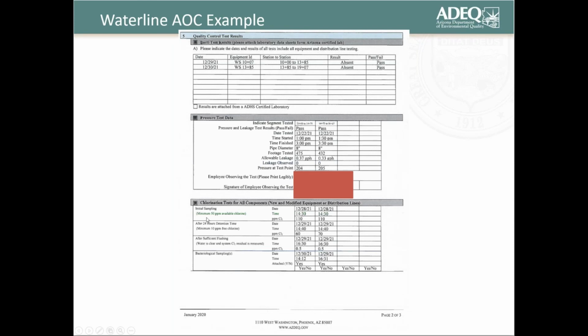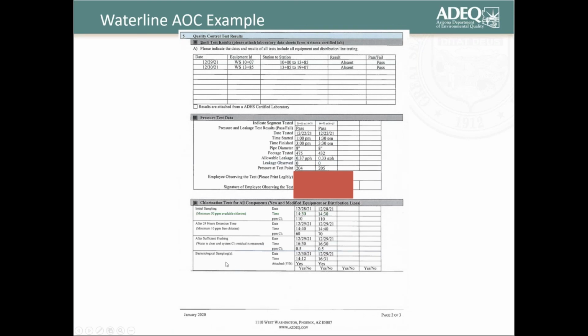And then we can get into the chlorination test. Here, the initial sampling minimum should be 50 parts per million. So here we have the date, the time, and the initial sample at 110 parts per million. After 24 hours detention time, the minimum should be 10 parts per million. So we look to make sure that it's 24 hours, so that checks off. The result is 60 parts per million, and 70, which checks off. And then after sufficient flushing, we check the date and time, 0.5 parts per million, that is good.